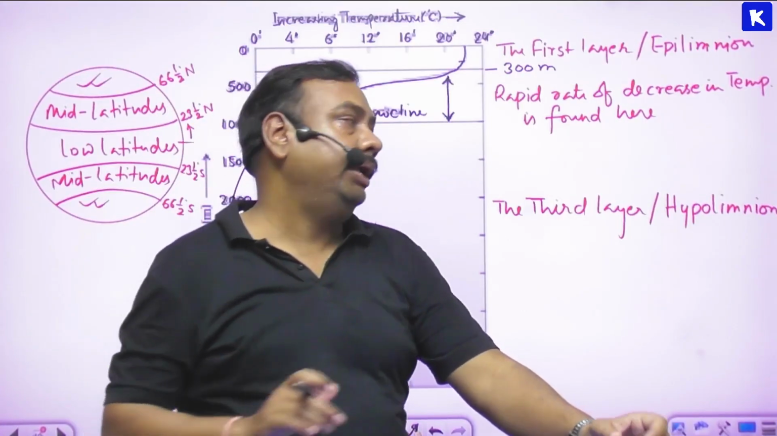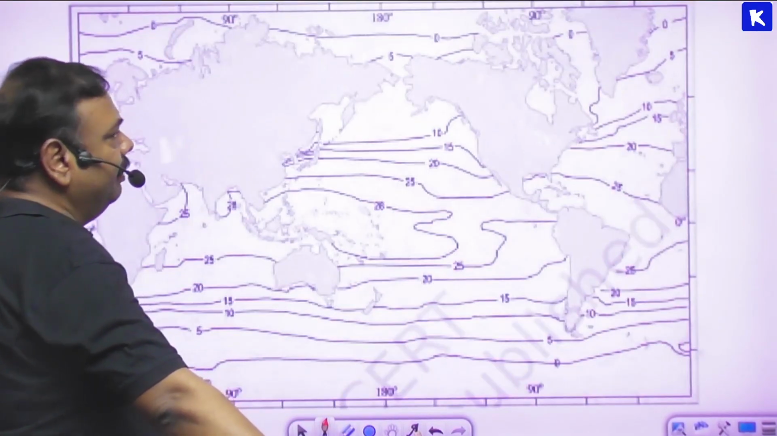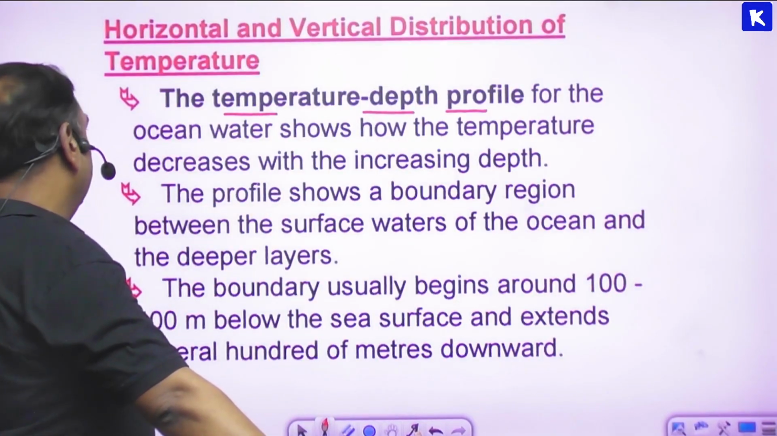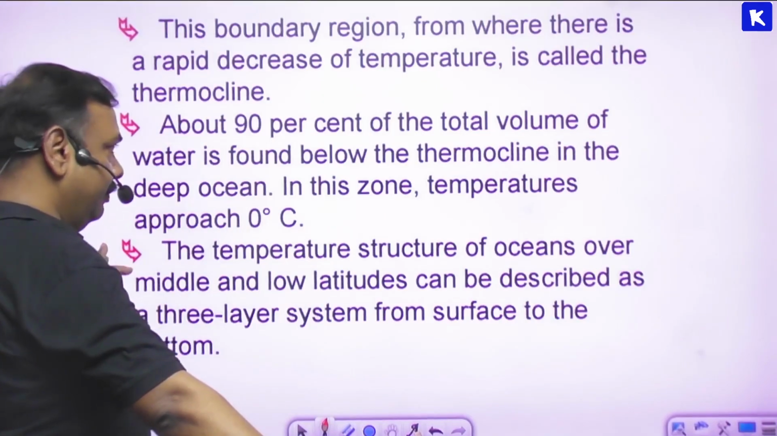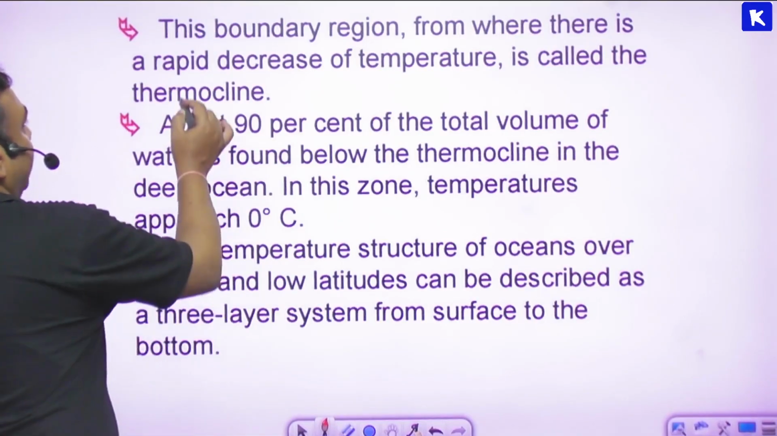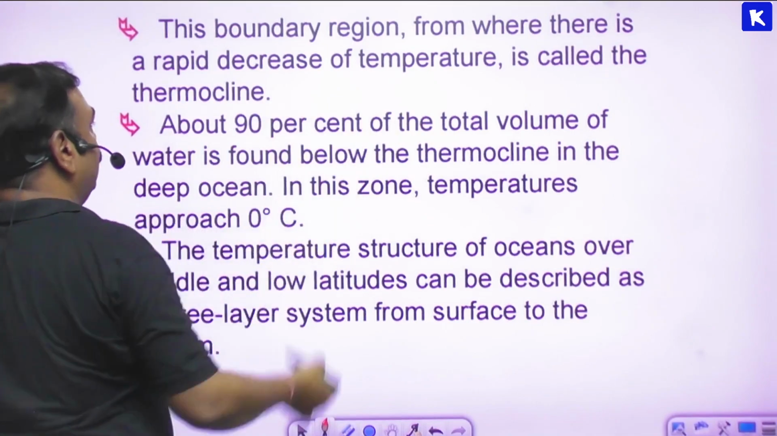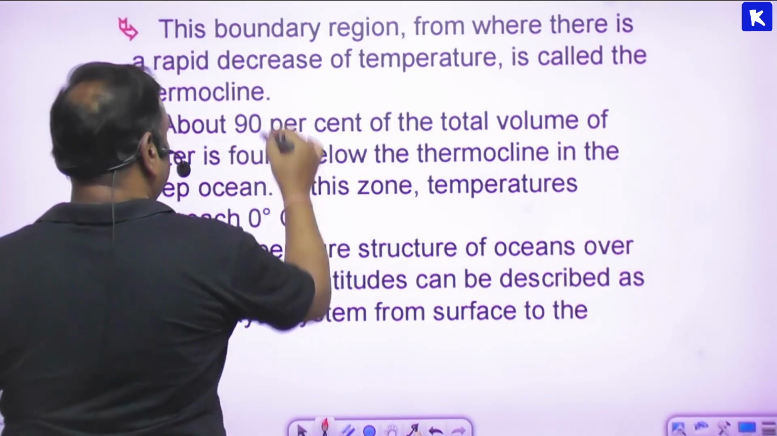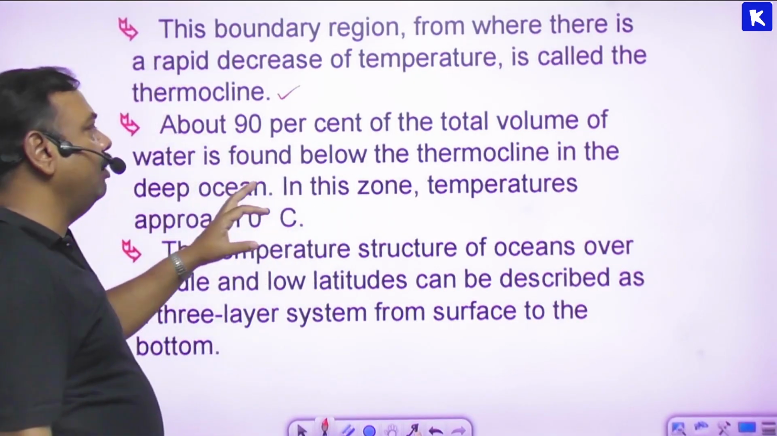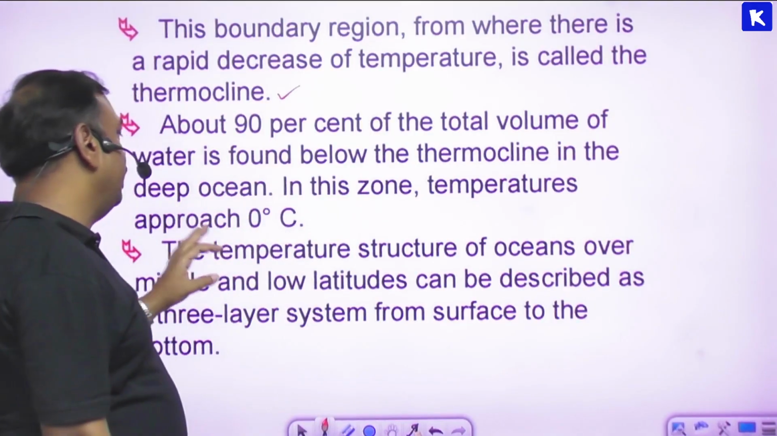Got it? Okay. Then, before we move towards the horizontal distribution of temperature, I would like to show you the remaining text here. See here, this boundary region from where there is a rapid decrease of temperature is called the thermocline. I told you earlier, right? Then about 90% of the total volume of water is found below the thermocline in the deep ocean. In this zone, temperatures approach 0 degrees Celsius.